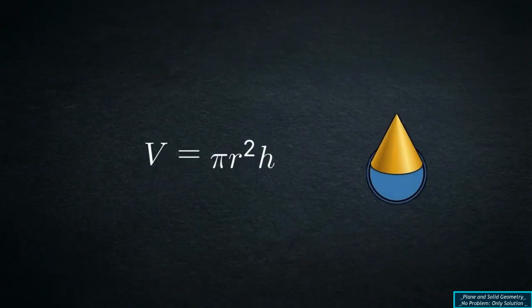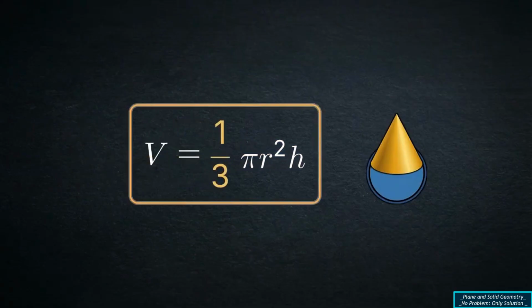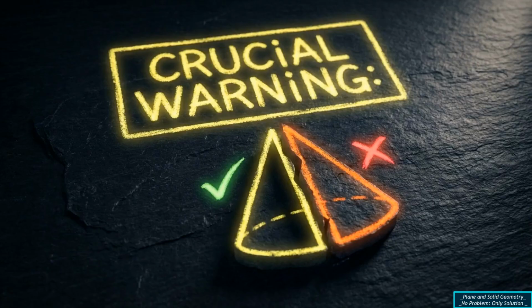Directly below the cones is the formal volume equation. We take the formula for the volume of a cylinder, pi times the radius squared times the height, and multiply it by 1/3. Notice the warning highlighted at the bottom of the diagram. Volume requires the perpendicular height, the internal drop from vertex to base. Using the external slant height in this calculation will result in an incorrect volume.